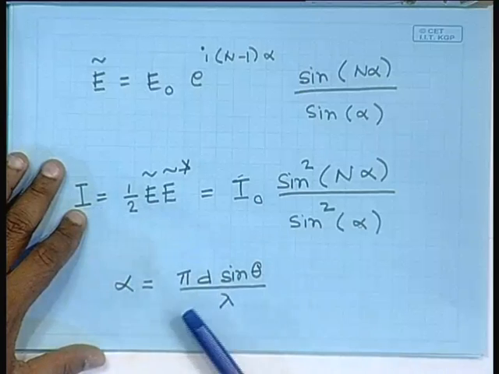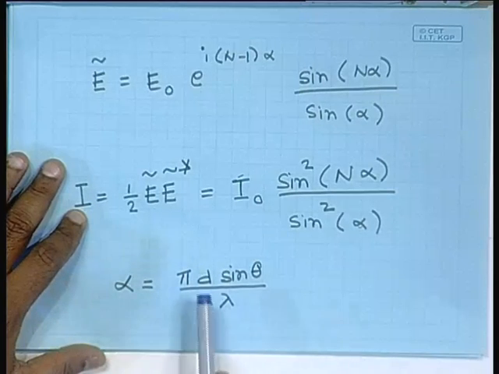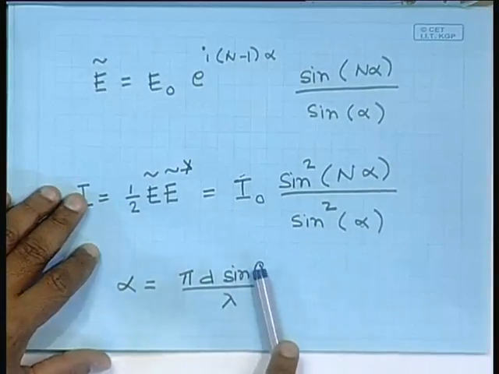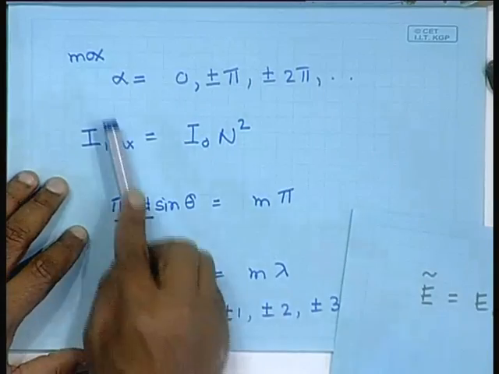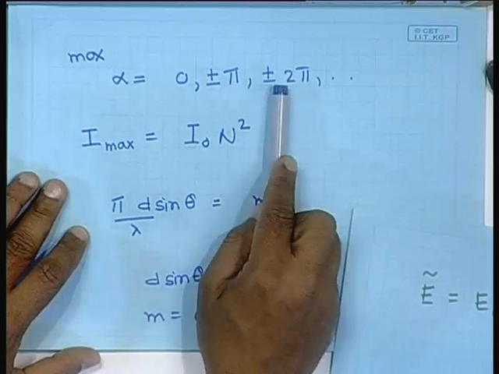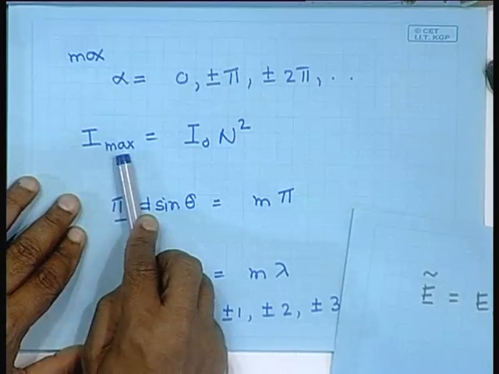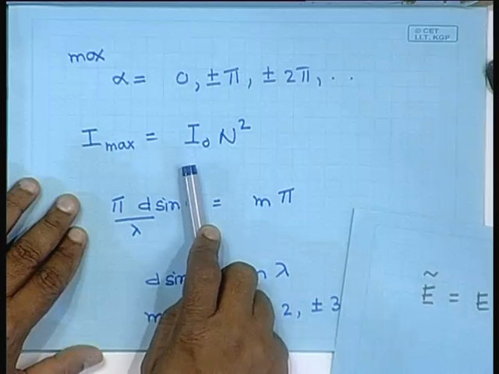So, there will be certain directions at which the intensity will be maxima. These directions, these values of theta correspond to alpha equal to 0, plus minus pi, plus minus 2 pi, etc. In these directions the intensity is going to be maximum, the maximum value is I naught n squared.